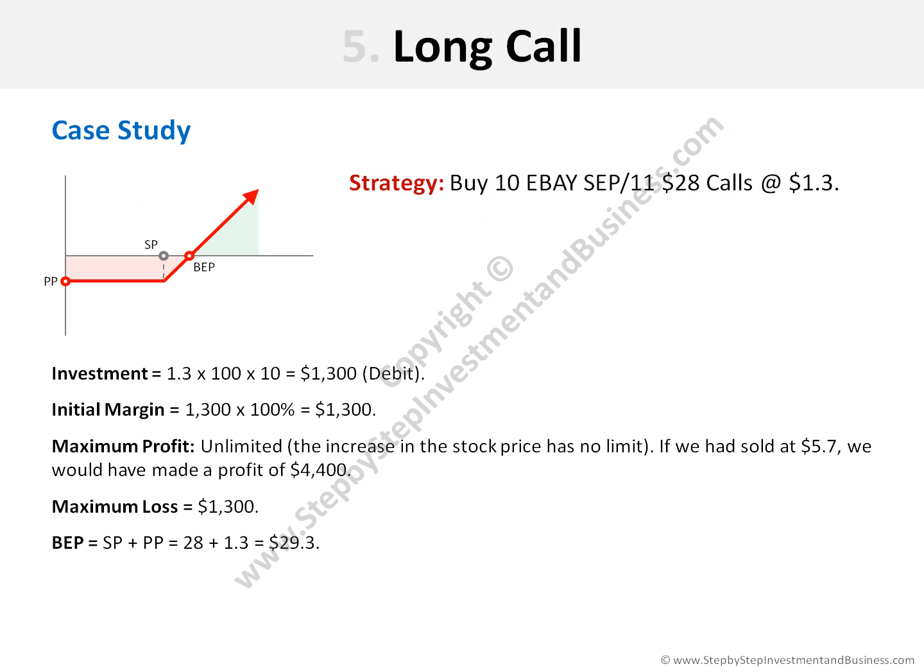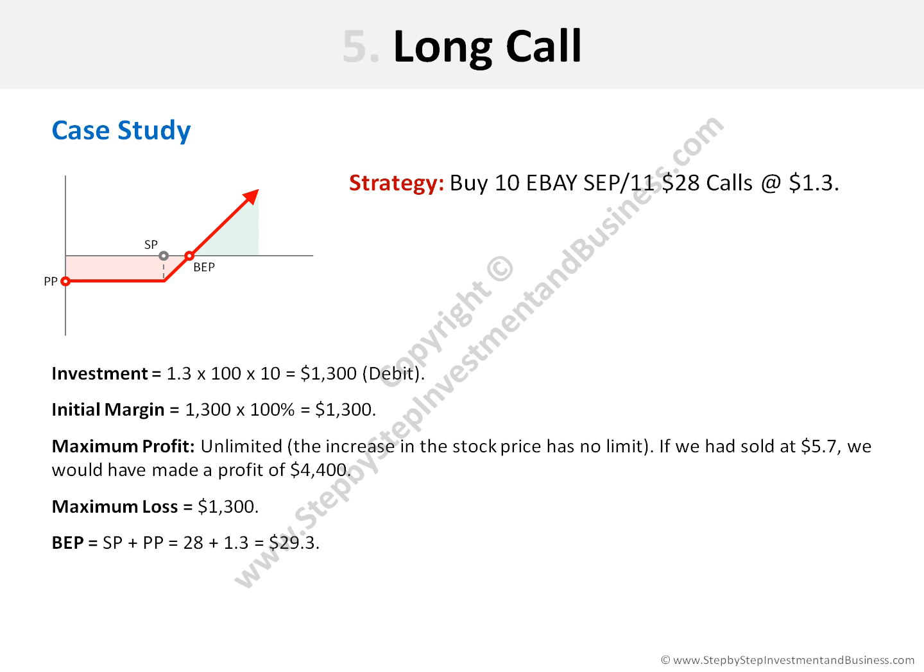Here we can see the numbers of our example. The strategy consisted of buying 10 eBay calls with a strike price of $28 and expiration in September 2011 at $1.3. Remember that the premium of an option contract is expressed per share. Therefore, our investment is equal to 1.3 multiplied by 100, which is the price of each contract, multiplied by 10, which is the number of contracts bought. That is a total of $1,300. This money is debited from our account.